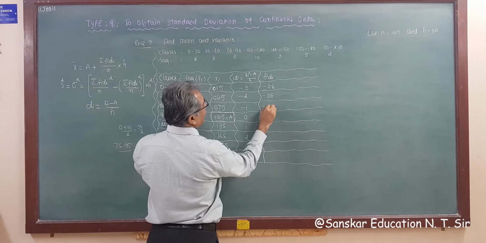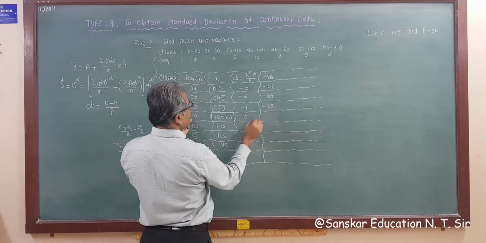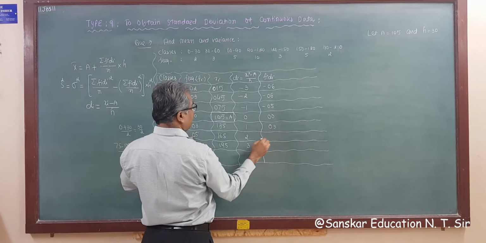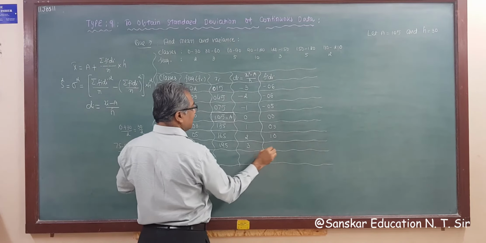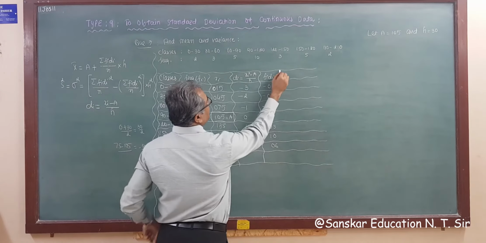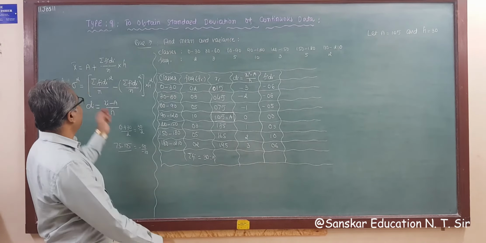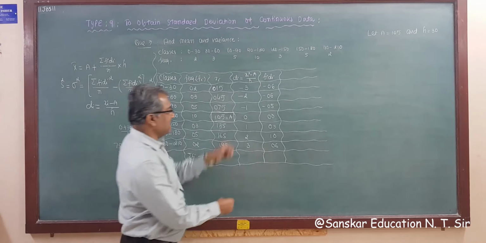Okay. So this is minus 5. This is 0. This is 3. This is 10. And this is 6. Right? So now the sum of this, fi di. Sum of fi di, so sigma fi di.